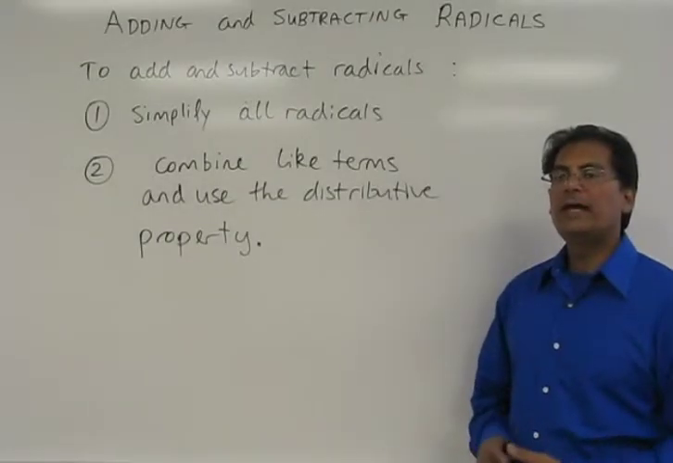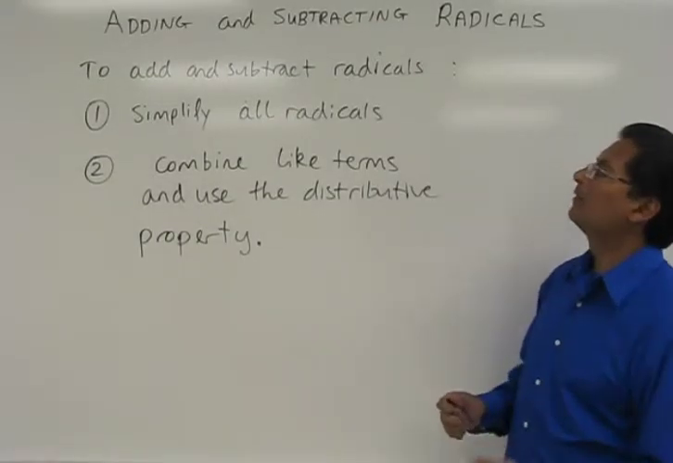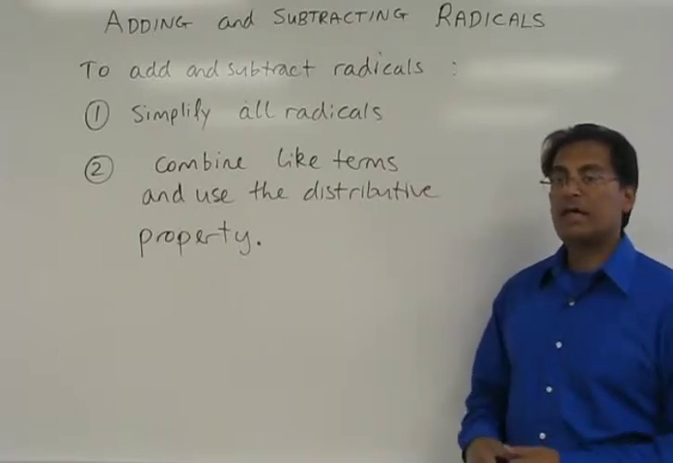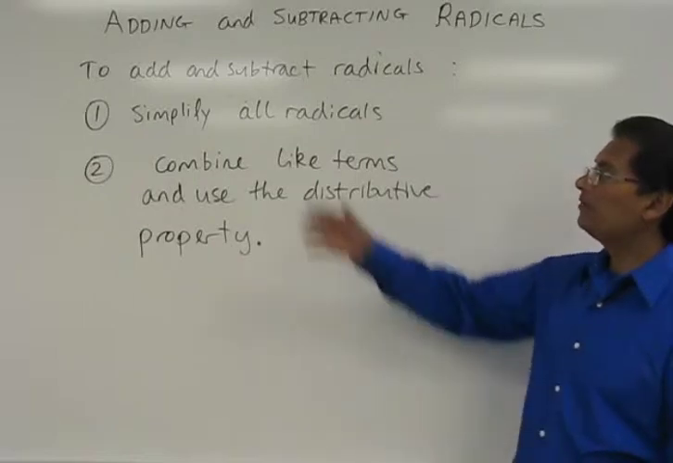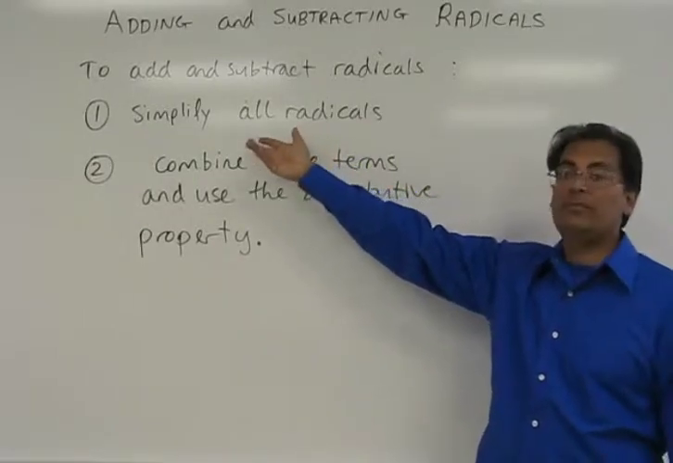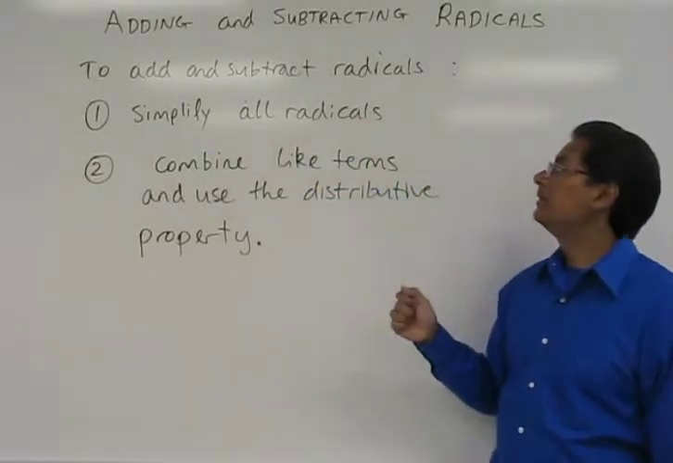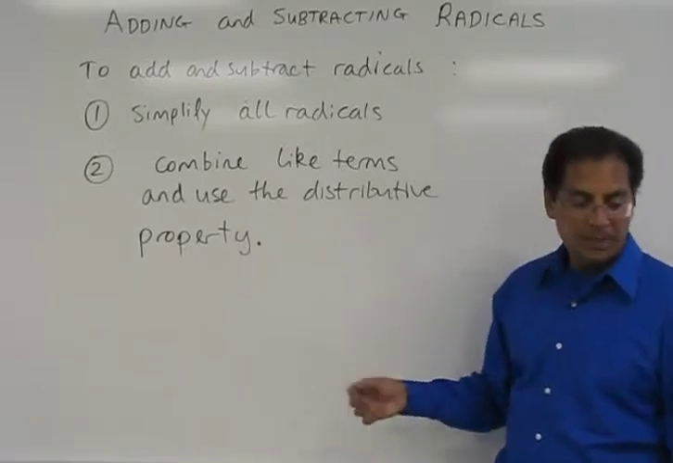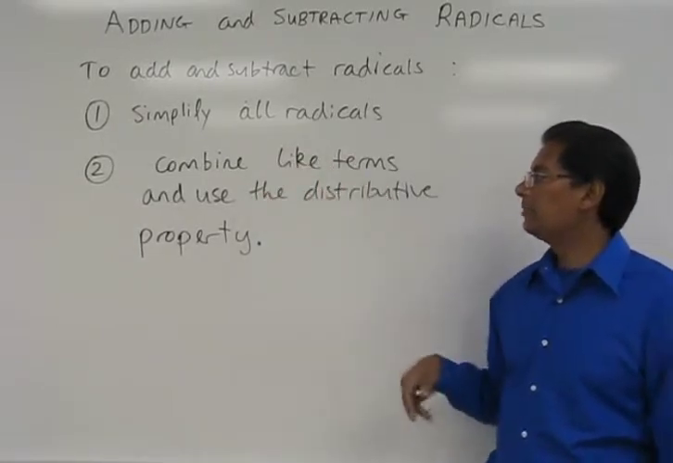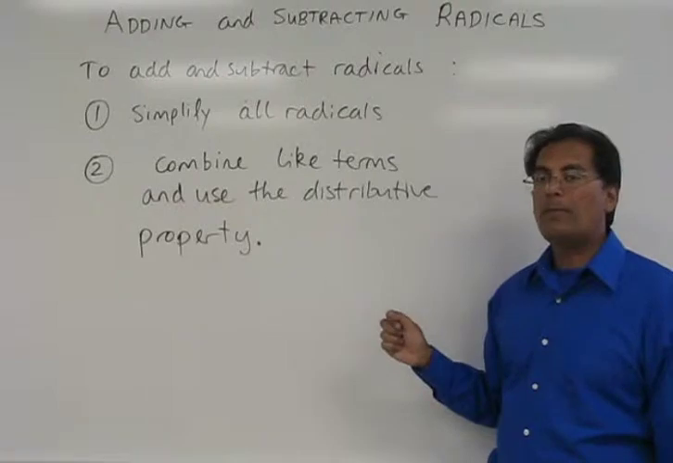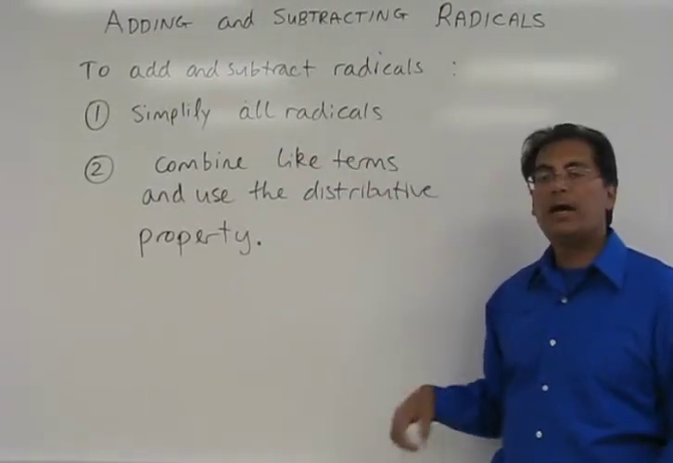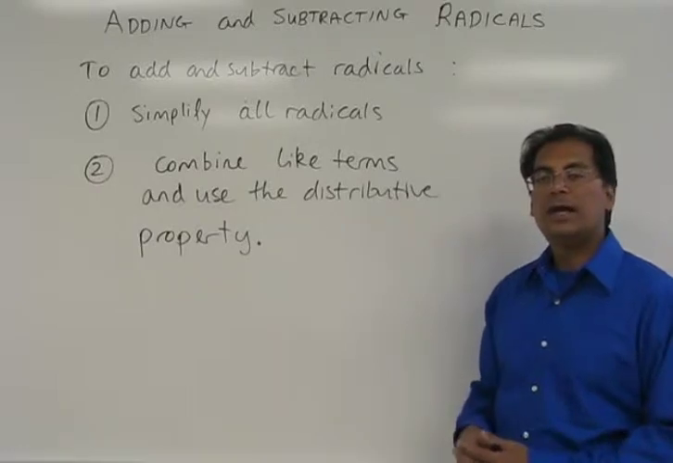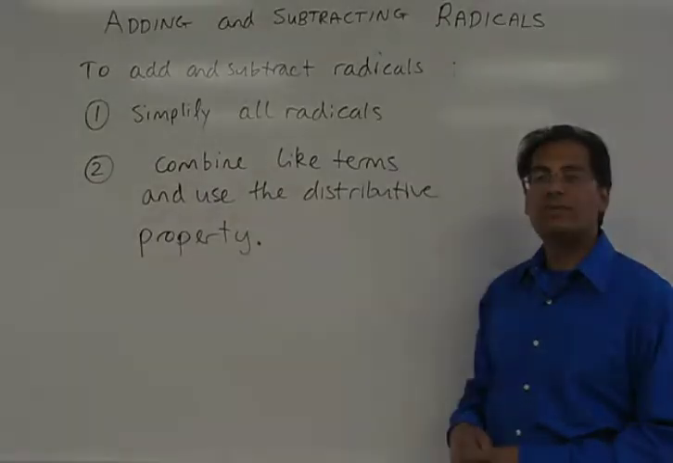So we want to see how we can add and subtract radicals, and one of the steps we learned last time was to first simplify the radical. So if we want to add and subtract radicals, first step, simplify all radicals. The second step would be to combine like terms and use the distributive property. And we'll see what that means: once we simplify the radicals, we can combine the ones with the same roots and use the distributive property to add or subtract them. So let's take a few examples.